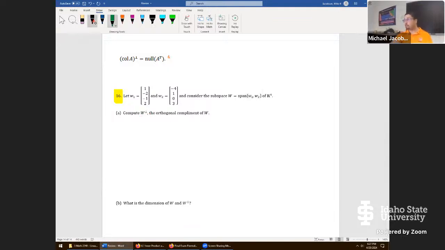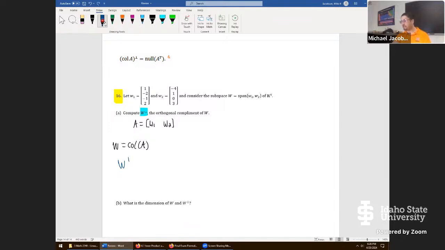To do that, we start by finding a matrix A. So we'll set A equal to W1, W2. Next, we can say that W is the span of the columns of A, so W equals the column space of A at this point. Why is that important? Because the fundamental theorem says if you're looking for the orthogonal complement and you can write your vector space as a column space, then this is all you need to do.